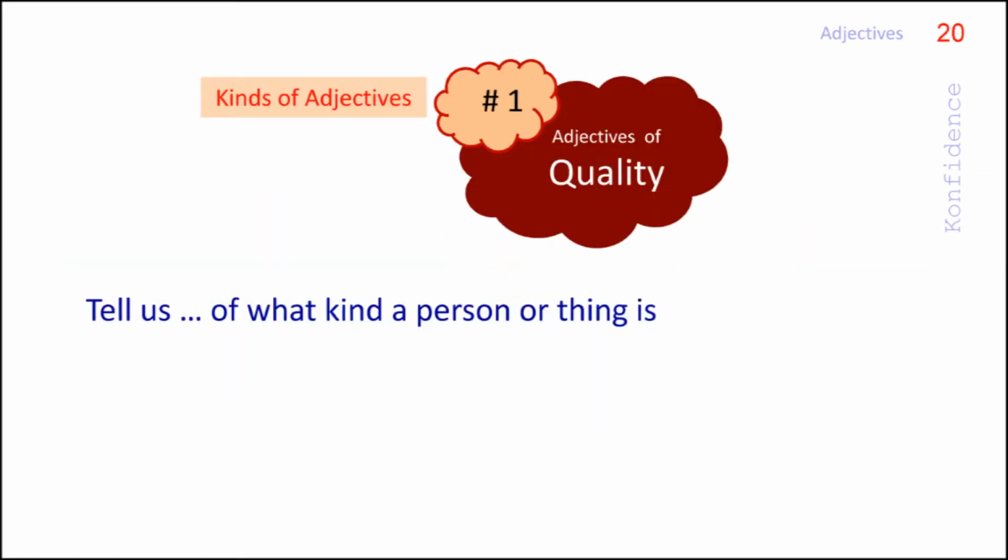The adjective that tells us of what kind of person or a thing is called adjective of quality. Look at the example sentence given in the slide. The underlined word brave tells us what kind of a king Babur was. It shows Babur's quality. Most of the adjectives belong to this category.